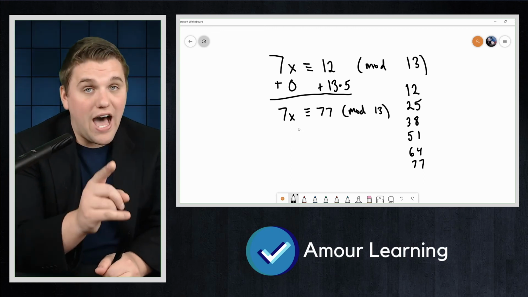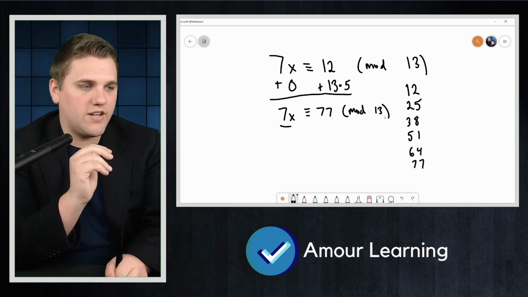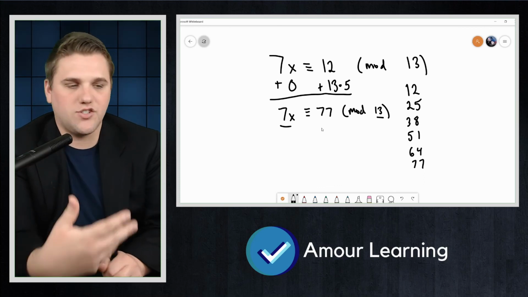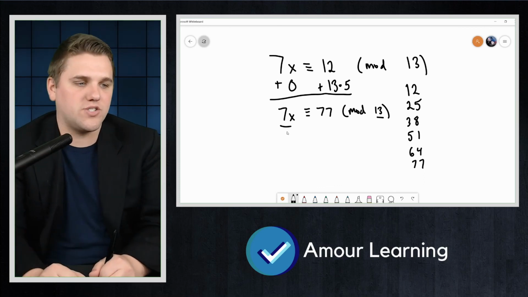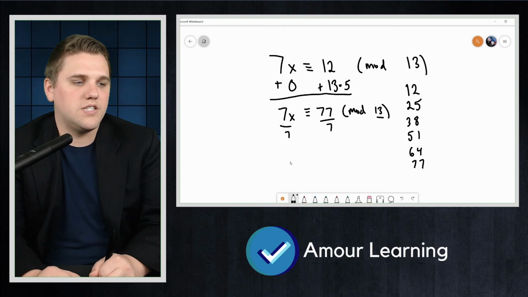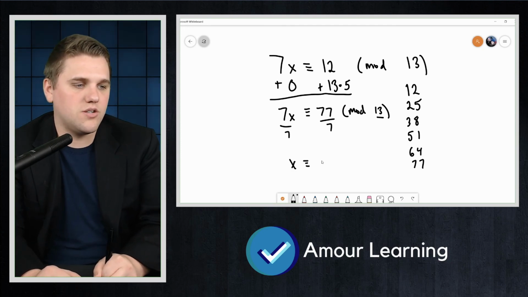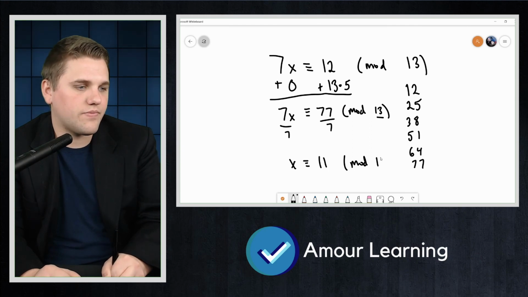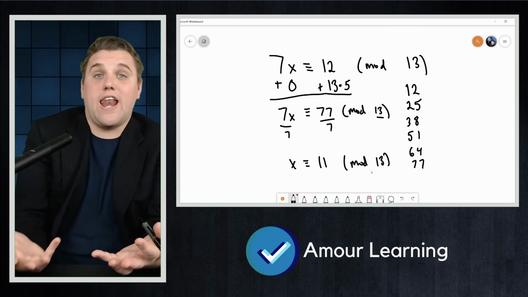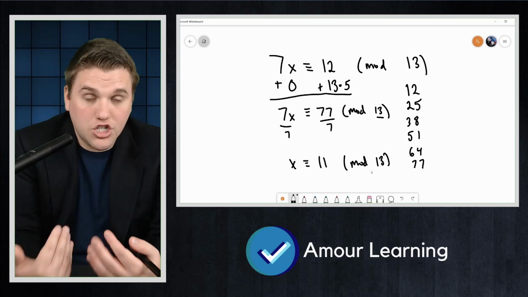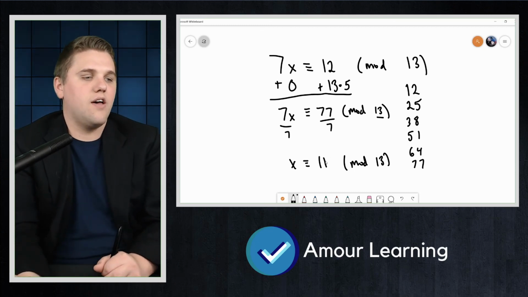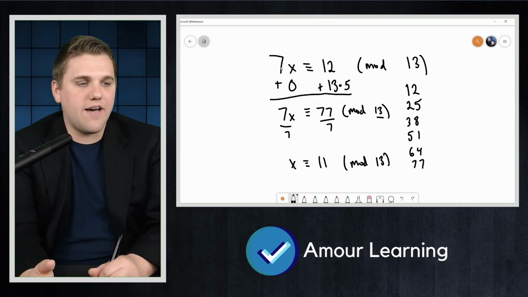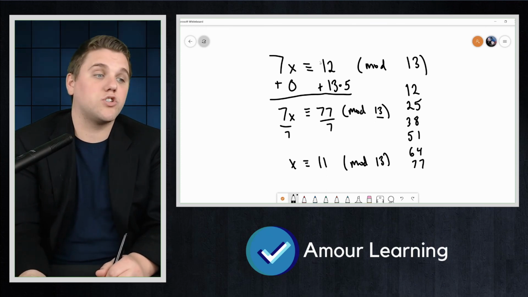Now, before we divide, we have to make sure, is 7 relatively prime to 13? The answer is yes, and so I can, in fact, divide both sides by 7 to get x equals 11 mod 13. Now, how do we know we have the right answer? Well, we should be able to check. Is it true that 11 times 7, or 7 times 11 is congruent to 12?